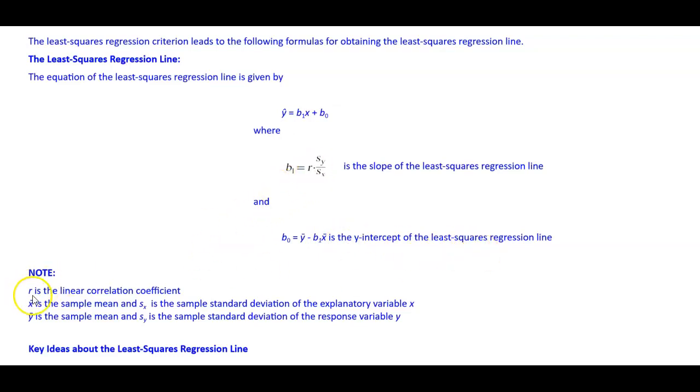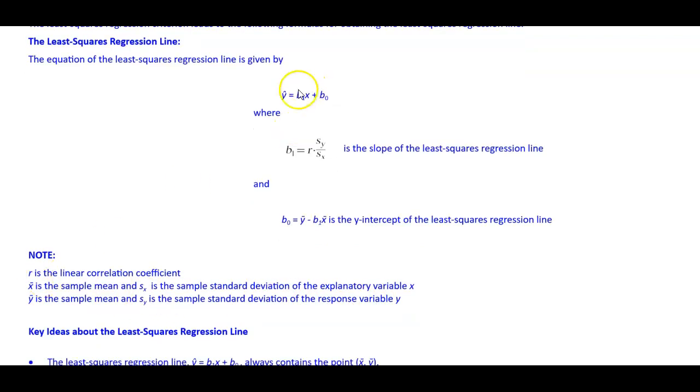Now keep in mind that r represents the linear correlation coefficient, x bar is the sample mean, and s subscript x is the sample standard deviation of the explanatory variable x. Y bar is the sample mean, and s subscript y is the sample standard deviation of the response variable y. Okay, so again, we have our formulas there for the least squares regression line.